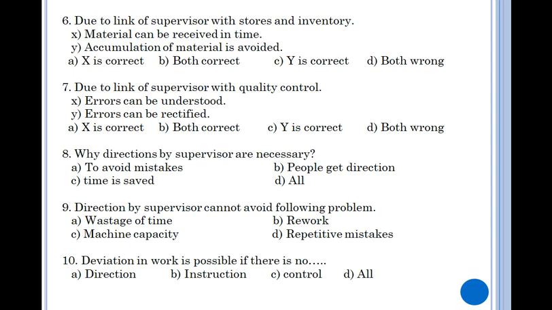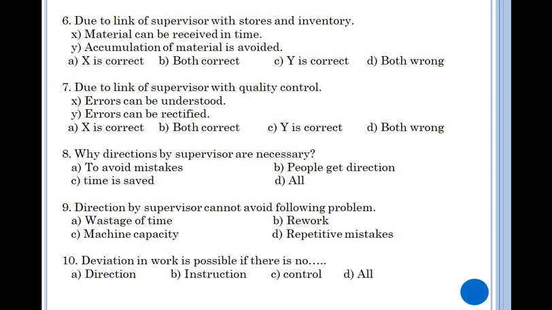Next, direction by supervisor cannot avoid the following problem. Direction by supervisor is a good thing, but it also has some limitations. So, from these four options, you will select a limitation, because the question says the supervisor cannot avoid. The options are: A, wastage of time, B, rework, C, machine capacity, D, repetitive mistakes.